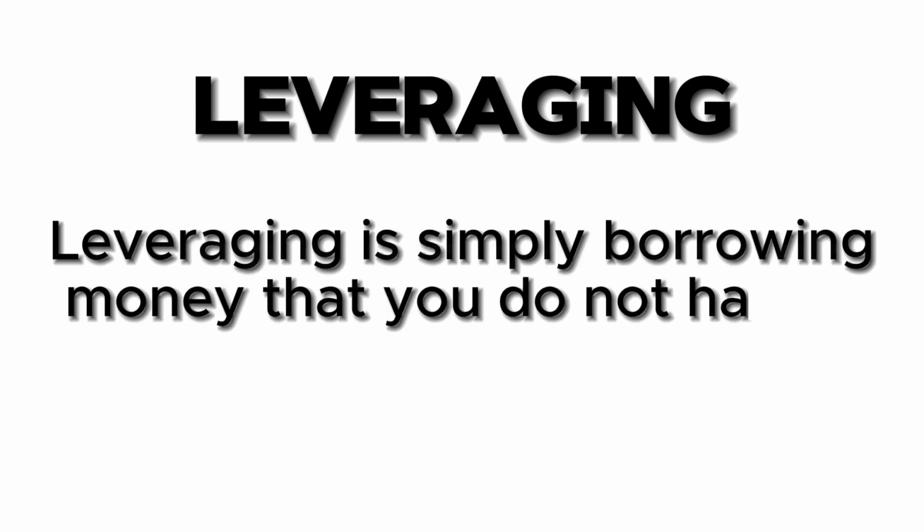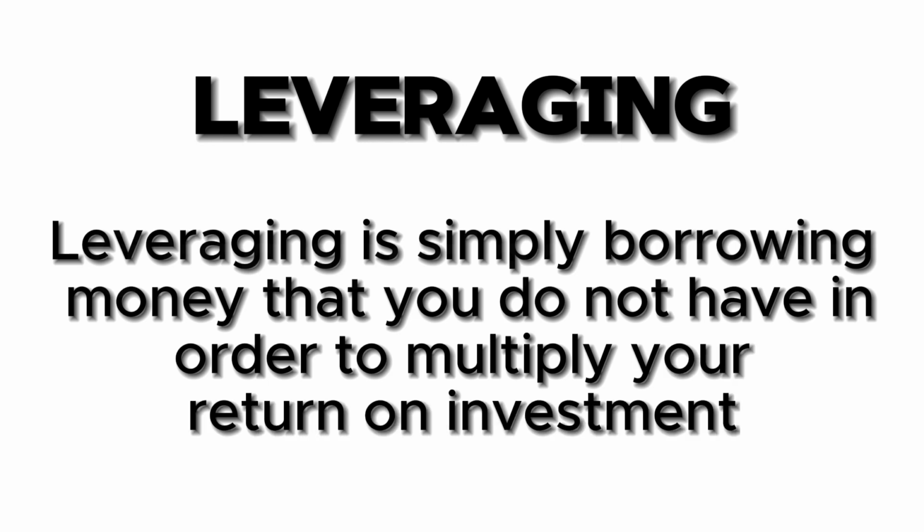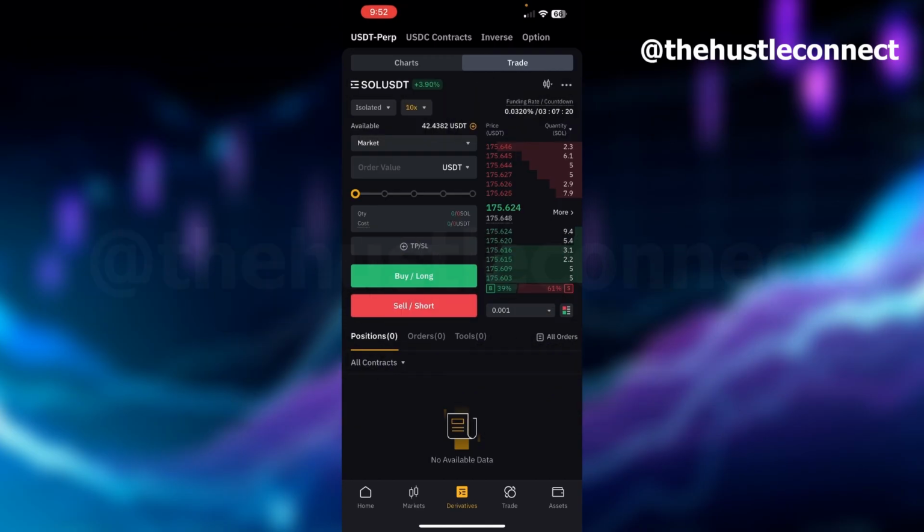What is leveraging? Leveraging is simply borrowing money that you do not have in order to multiply your return on investment. That is how derivatives actually work. It works on leveraging. So I have $10, but then I want to make more profits because I can predict the market, right? I can borrow some more money from Bybit and make more profits for every time Solana goes up. The same thing applies to when I want to predict the downward trend of Solana. I can decide to borrow some money from Bybit and then take my trade on the downtrend. So for every time Solana goes down, I make profit on that trade.